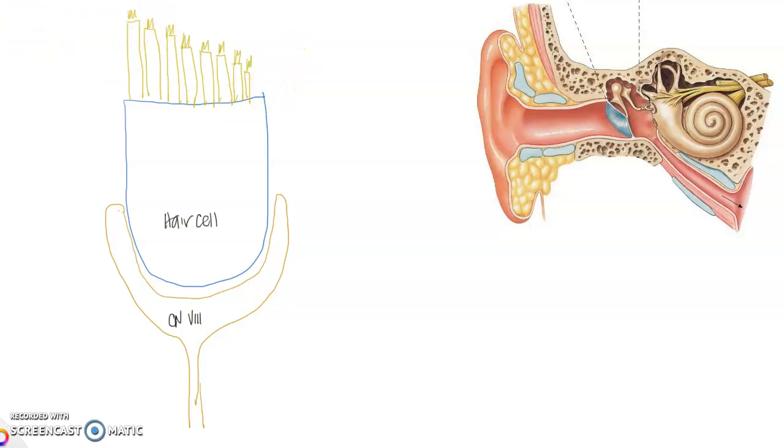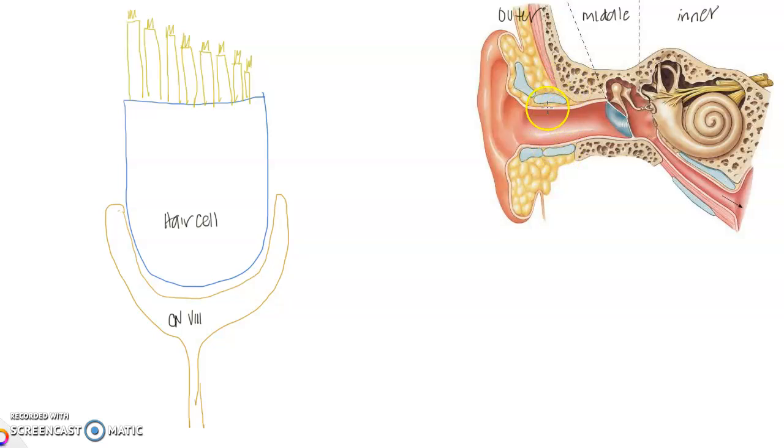All right, so hearing, the sense of hearing, is a mechanical sensation, okay? So we need to look at the anatomy of the ear for just a second to see what's going on here. If we look at the inside of the ear, there are three parts: the outer ear, the middle ear, and the inner ear.